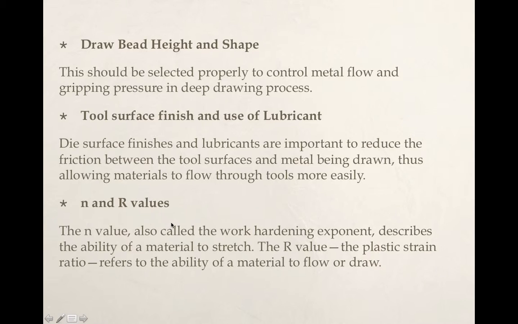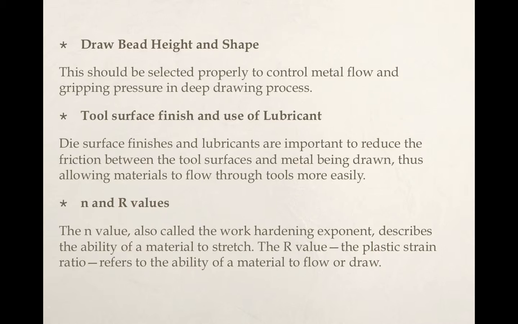And then we have the N and R values. The N value is also called the work hardening exponent, and it describes the ability of the material to stretch, and we use it in the Hollomon hardening law. And then we have the R value. Basically, this describes the anisotropy, and it is a plastic strain ratio. It refers to the ability of the material to flow or draw. So if we have higher N and R values, we'll obviously have higher drawability, because this indicates the ability of the material to flow.